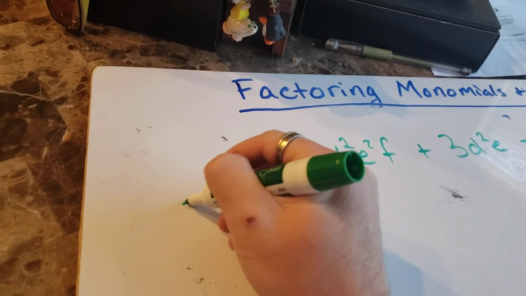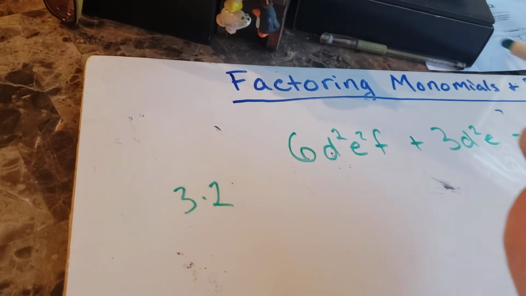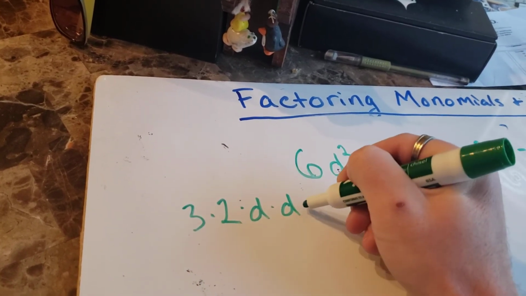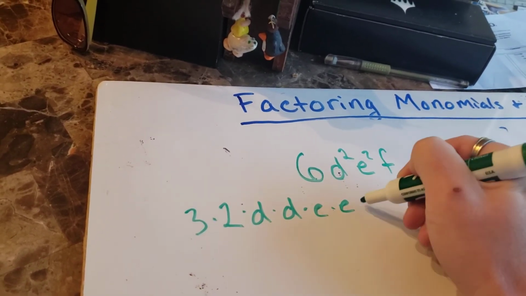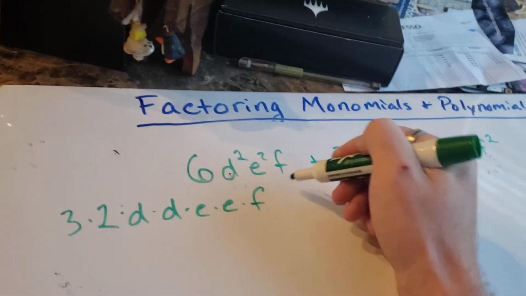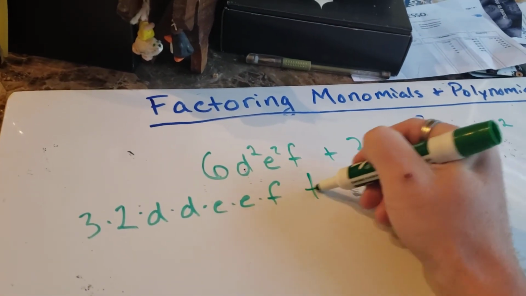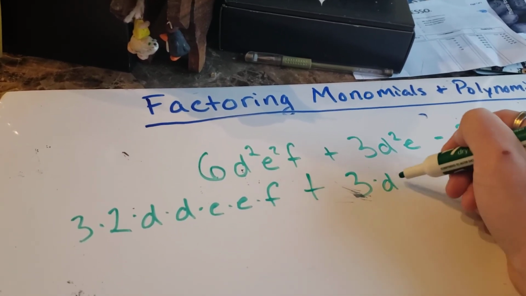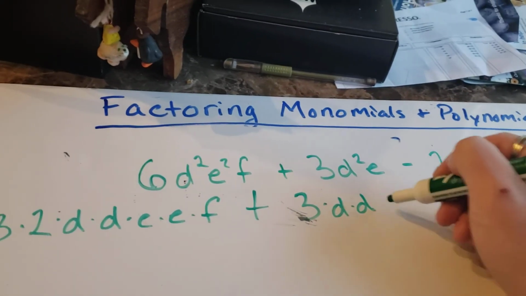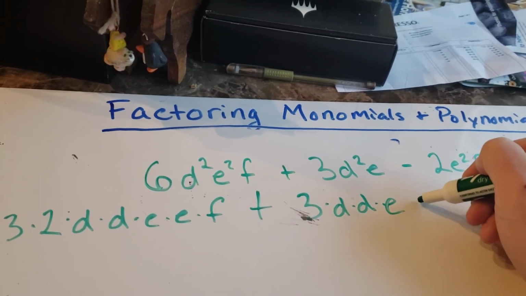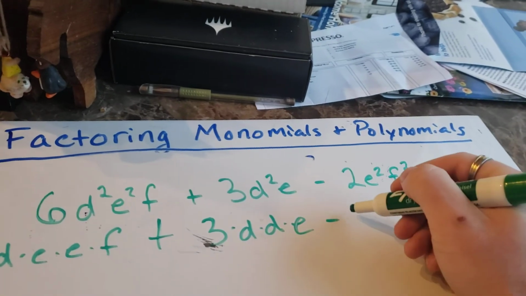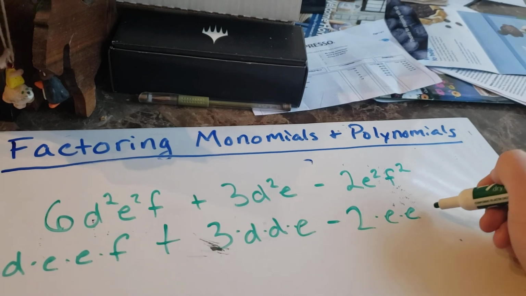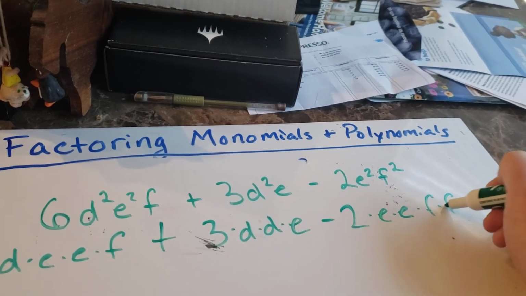6 is 3 times 2. D squared is d times d. E squared is e times e, and then just times f. So there's our first term. Plus 3 is just 3. D squared is d times d. E is just e. And then minus 2 is already prime, so 2 is just 2. E squared is e times e. F squared is f times f.